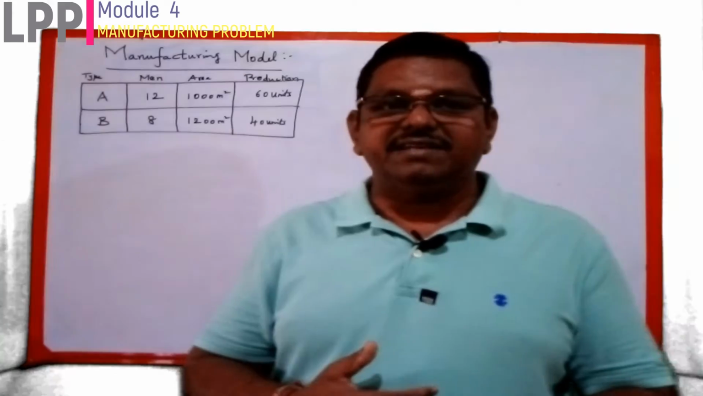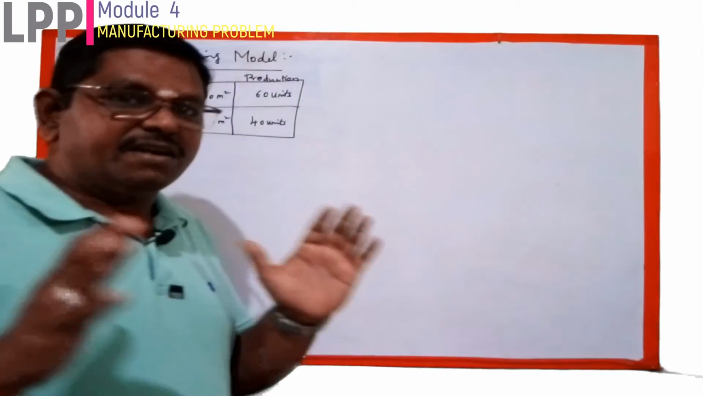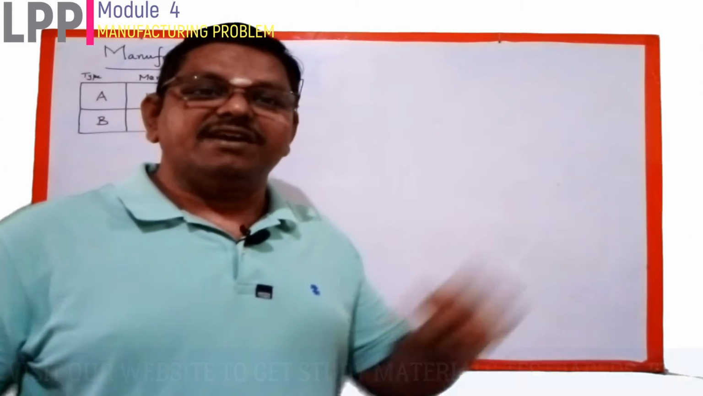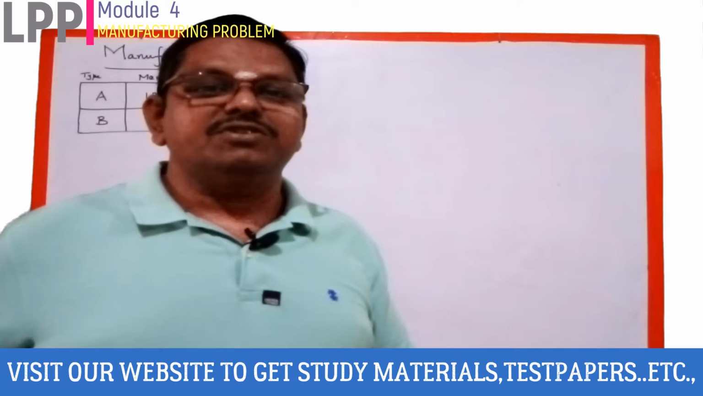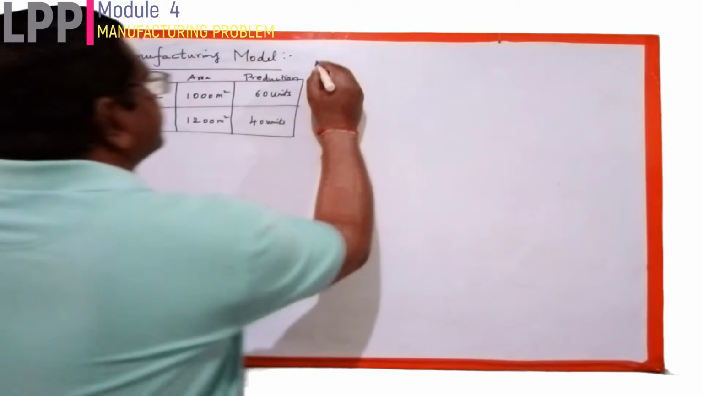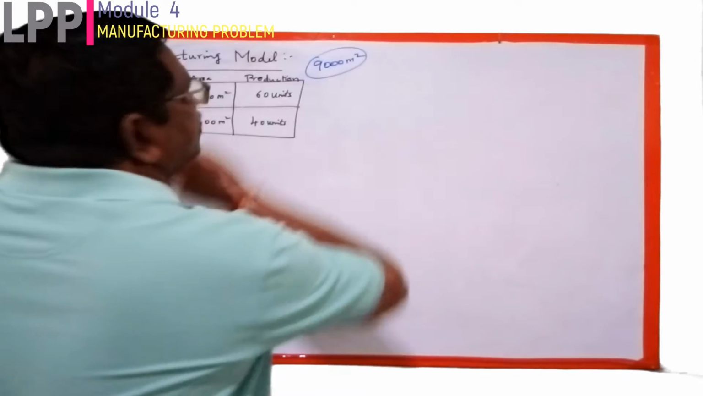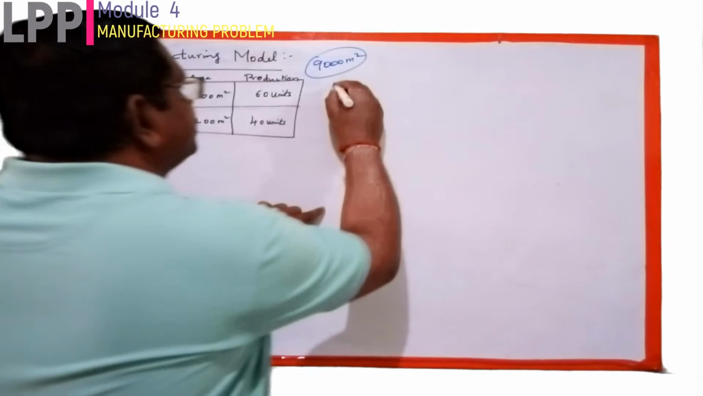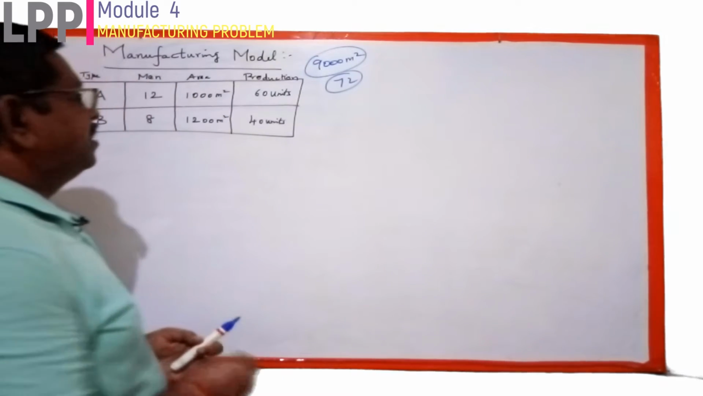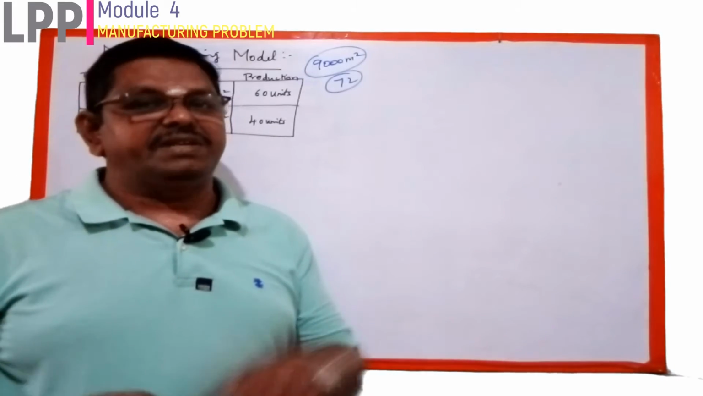Suppose you are given some data as I have given on the board. That means we have a 9,000 meter square area of plant. There we are going to start our industry. So the total area is 9,000 meter square, and we have a total of 72 workers with us. 72 workers. Clear? And now with the help of those 72 workers, we are going to produce some materials.